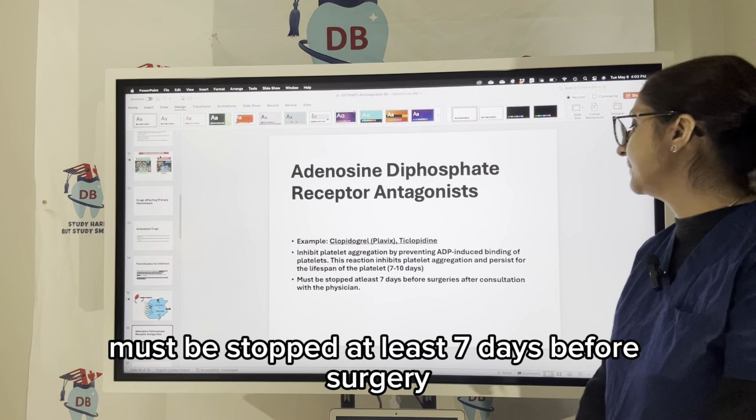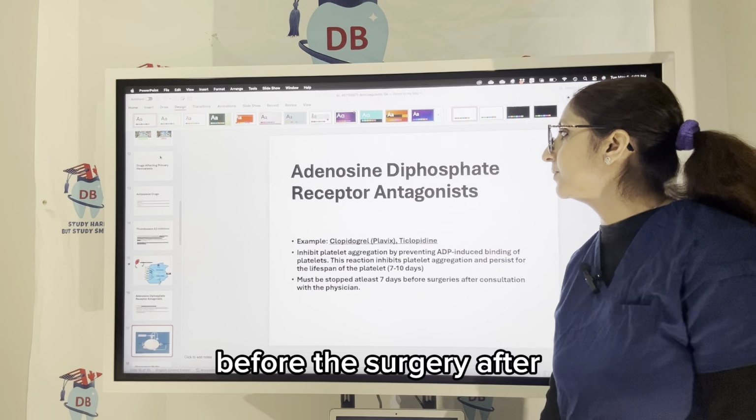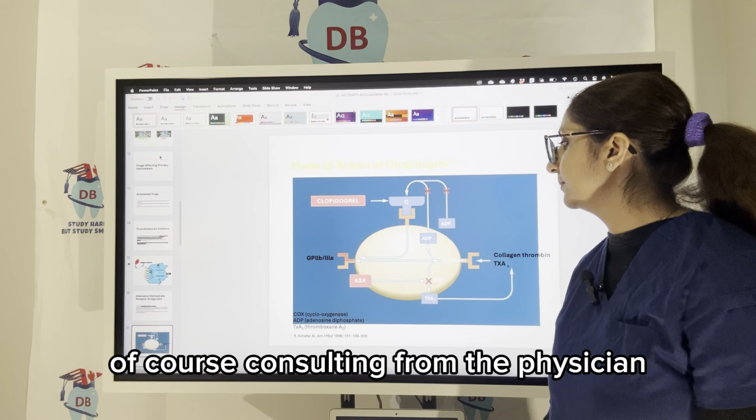They must be stopped at least 5 to 7 days before surgery so that new platelets are formed before the surgery, after of course consulting the physician.